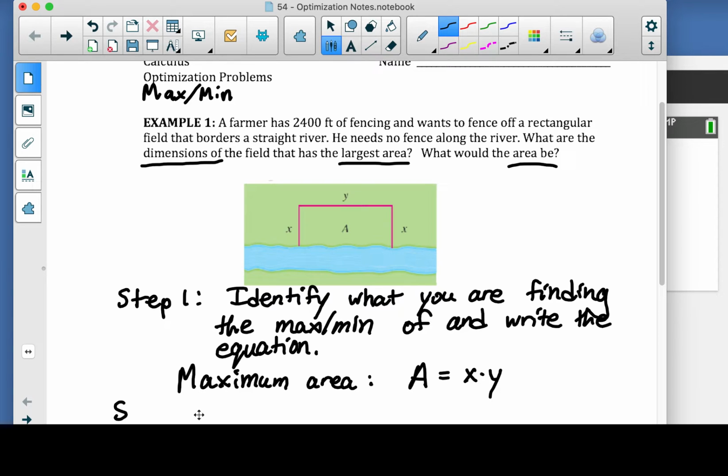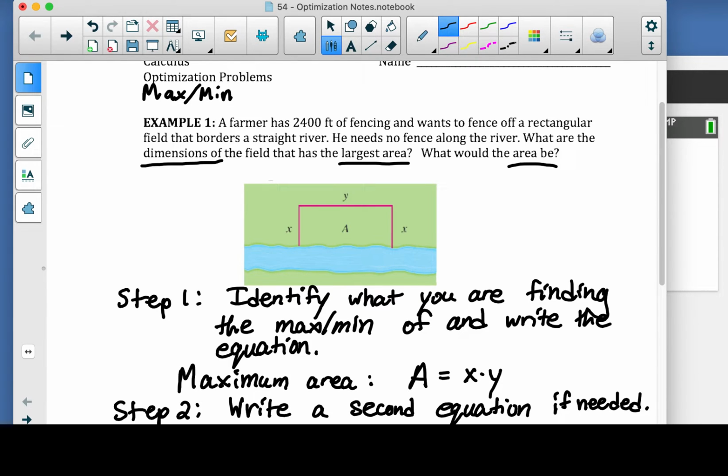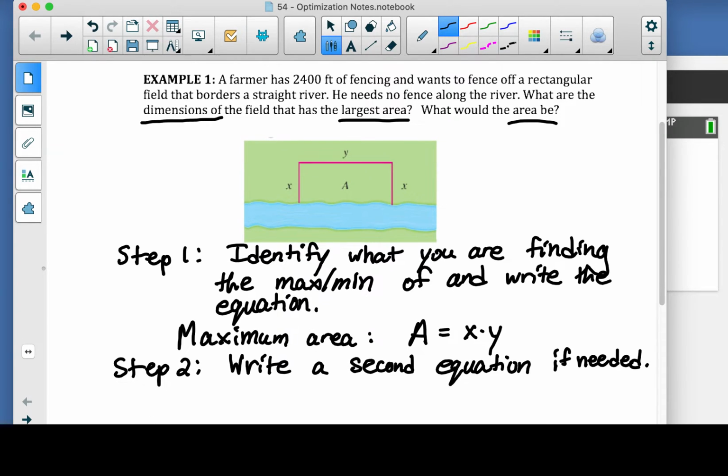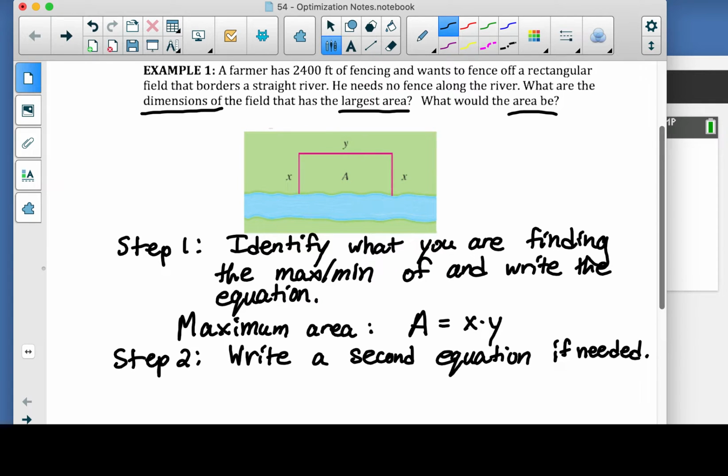Step 2, we're going to write a second equation with the information that we have. So sometimes we'll start off with an equation that only has two variables and we can start our process there. So the second equation is going to be our perimeter equation. We would have that perimeter is equal to, in this case, 2x plus y, because we have that river bordering the area. And then we also have that it's 2,400 feet of fencing. So that's the perimeter that we're going to be figuring out. That's how much we have to fill in there.